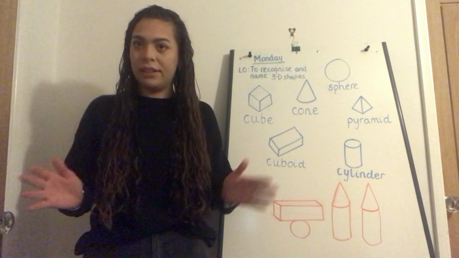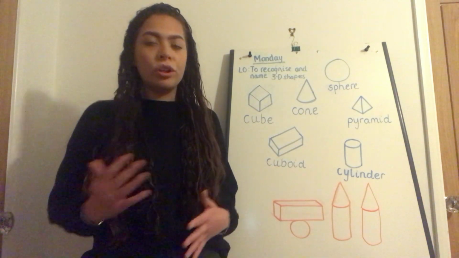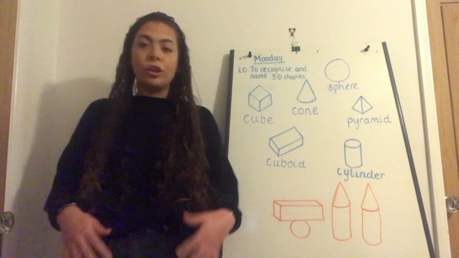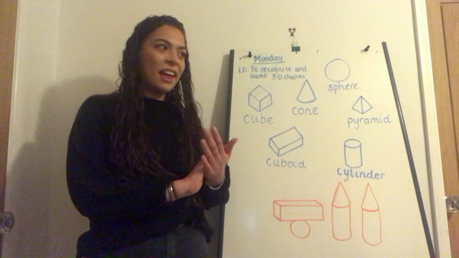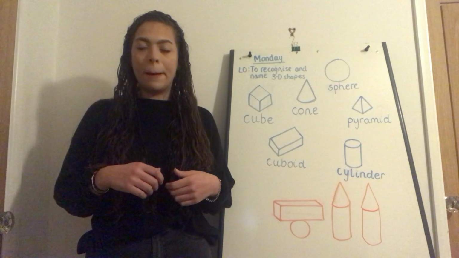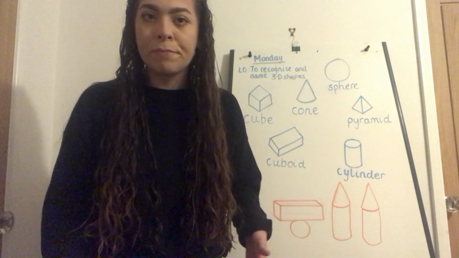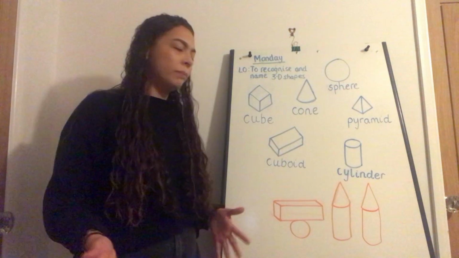Now, 3D shapes are still shapes, but all of the shapes you've named, I'm imagining, were 2D shapes. And 2D shapes are flat shapes, so they're things we can draw on a piece of paper. But 3D shapes have more than one side. Let's have a look at some of them.